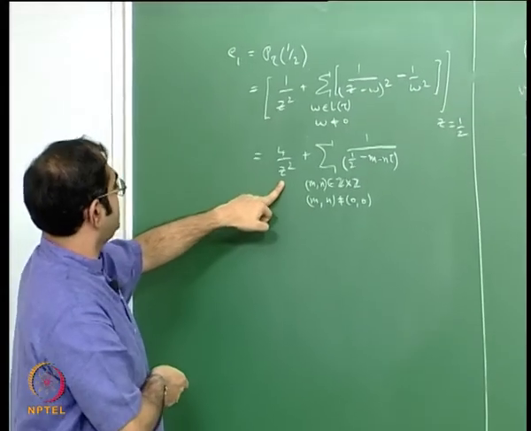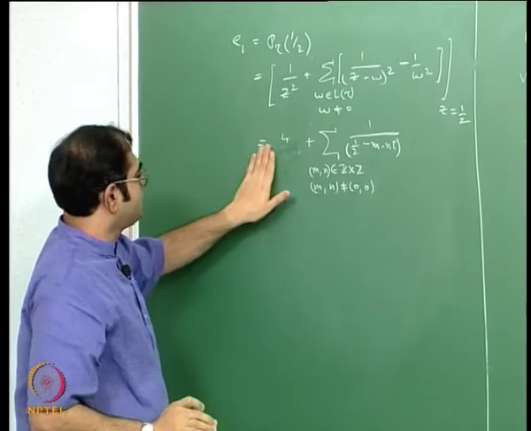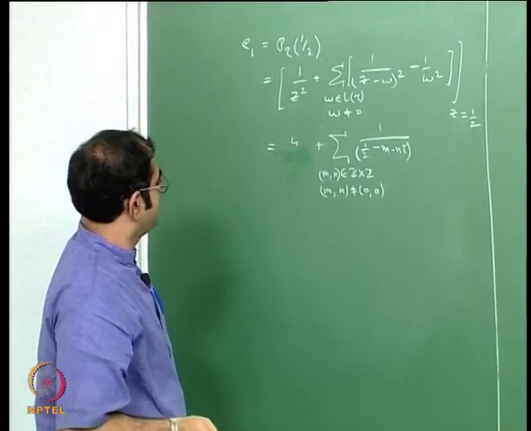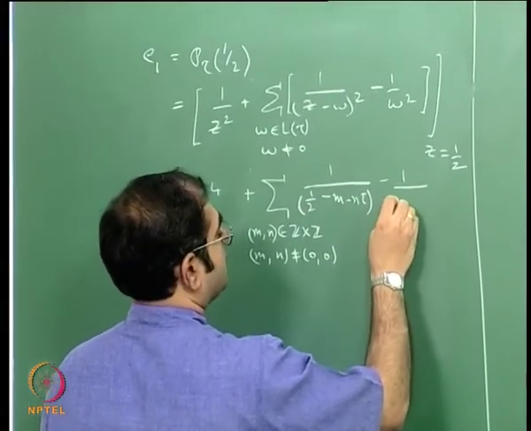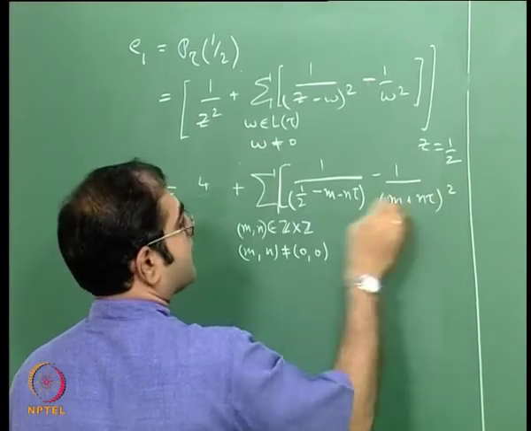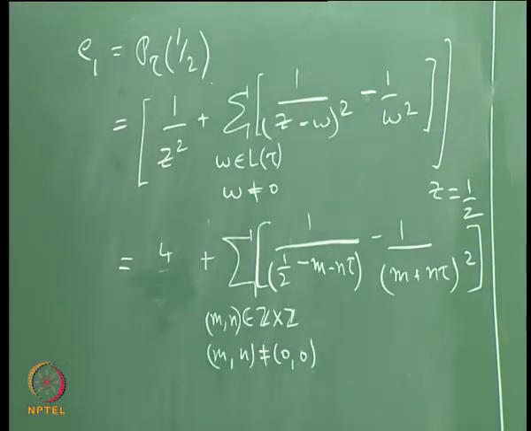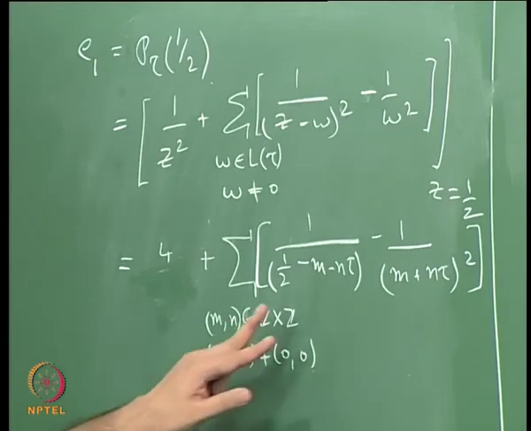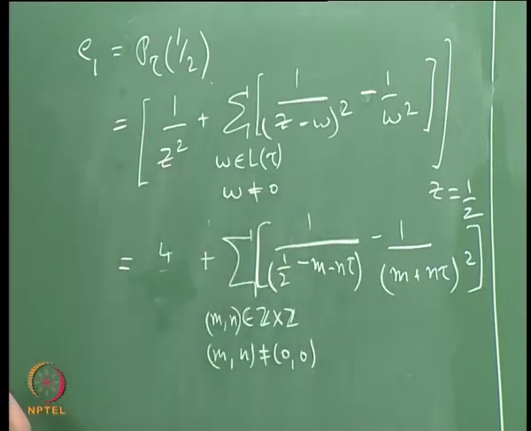Yeah, so sorry, I think there is no z here. I put z equal to half, so I will simply get 4, and then I will get minus 1 by, well, omega squared is going to be (m plus n tau) the whole square. This is what I am going to get if I put z equal to half. Now look at it carefully: you will see that if you forget the lattice, that is the reason why I wrote the summation over z cross v, forget the lattice.